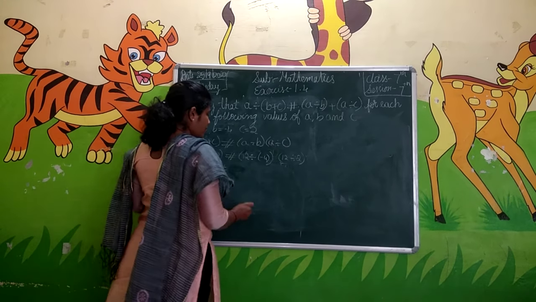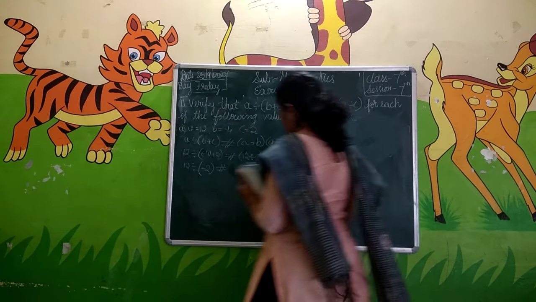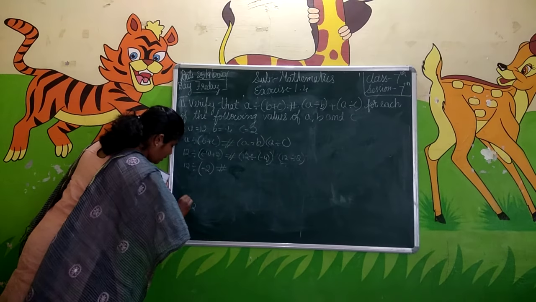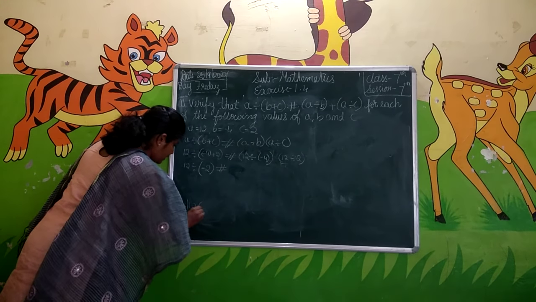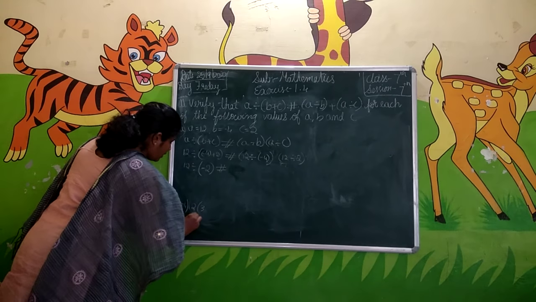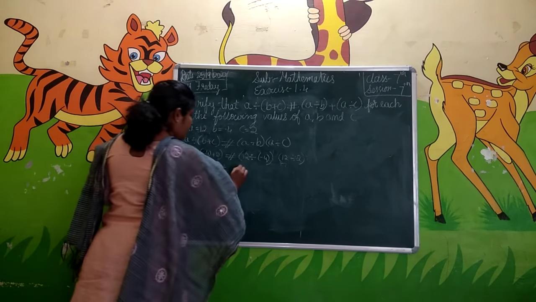Minus 12 divided by 4. Rough work here down. 12 divided by minus 4. 4 threes are 12. So minus 3 is the answer for that line.